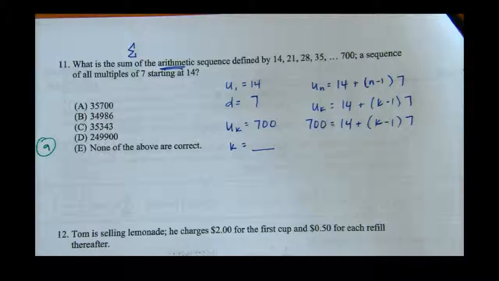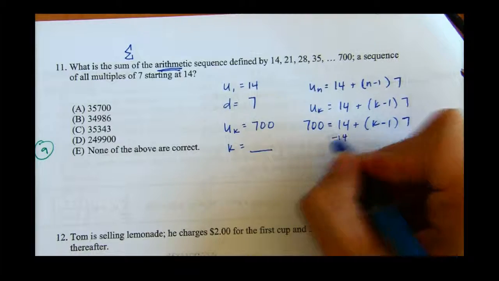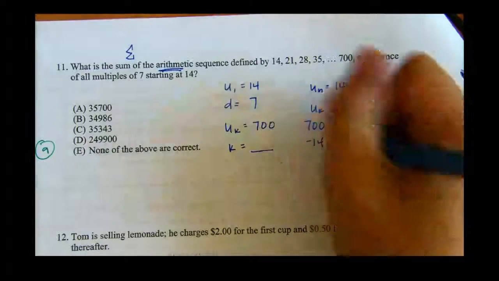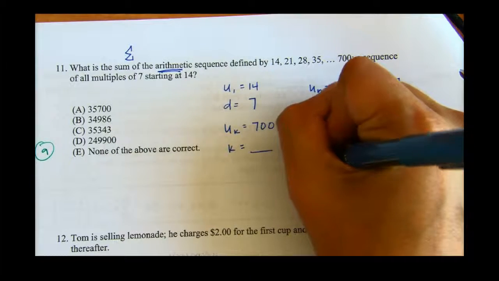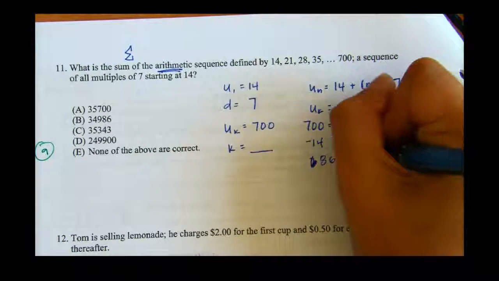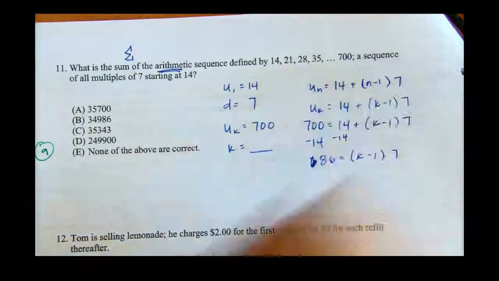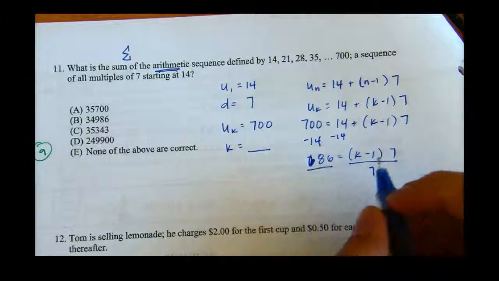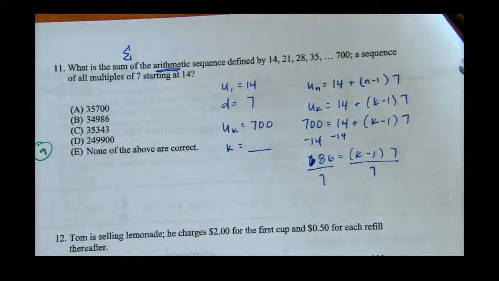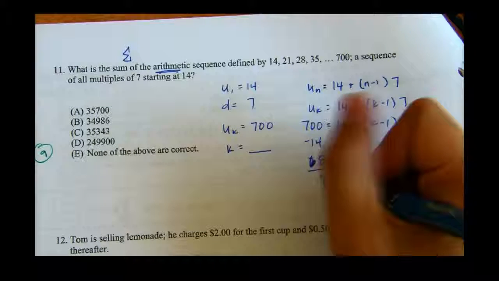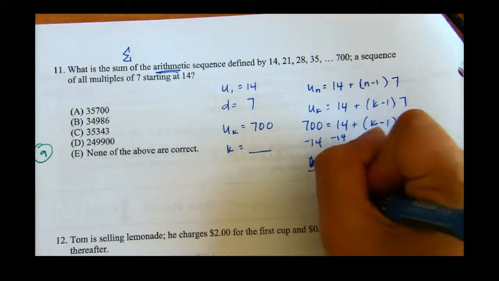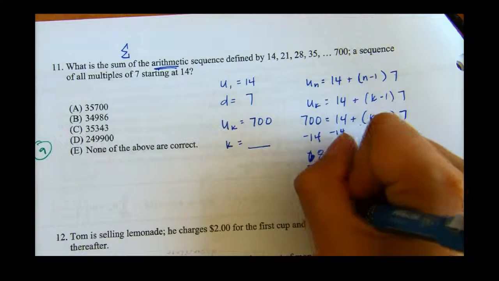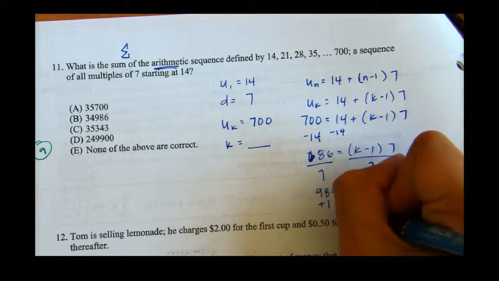And now I'm simply just solving for k, so I can subtract 14. 700 minus 14, I'll end up at 686 equals k minus 1 times 7. I can divide both sides by 7. So 686 divided by 7 is going to give me 98 equals k minus 1. To solve for k, I can add 1 to both sides. I'll end up with k equals 99.